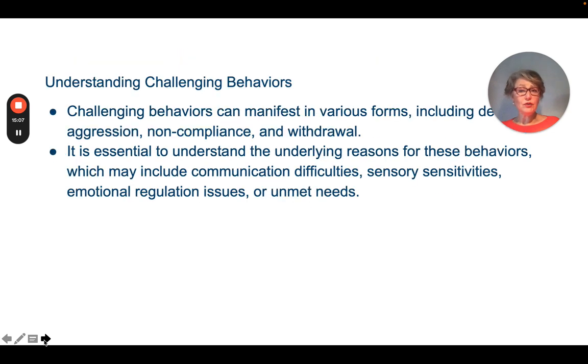First of all, understanding challenging behaviors, because they can manifest in various forms, including aggression, non-compliance, and withdrawal. It is essential to understand the underlying reasons for these behaviors, which may include communication difficulties, sensory sensitivity, emotional regulation issues, or unmet needs.